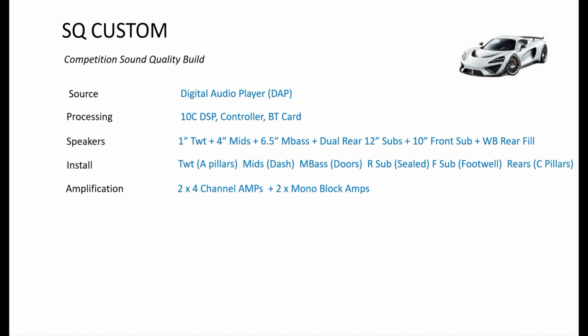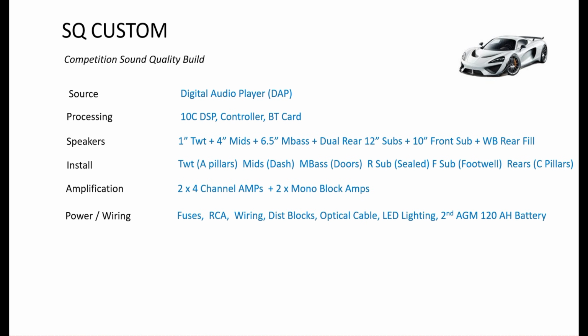Then I'm going to need a DSP to control all of this. Now, because I've got 2 tweeters, 2 mids, 2 mid bass, 2 rear speakers, and 2 subs, I'm going to need a minimum of 10 channels, right? A 10 channel standalone DSP. And I want to have a director or a conductor up front in the car. I think I'm going to go with the director. And I want a Bluetooth card so I can stream from my phone, right? So DSP, controller, and Bluetooth card for processing.